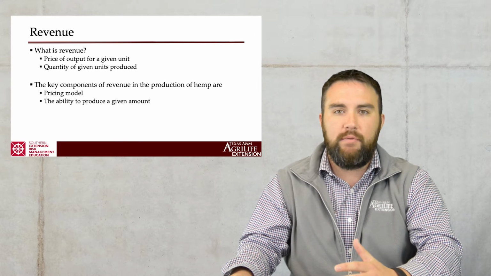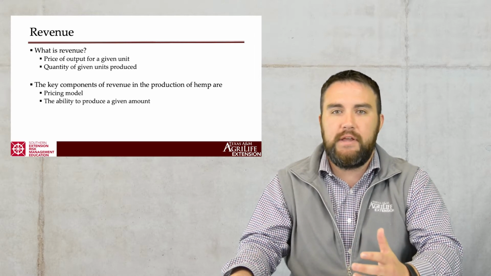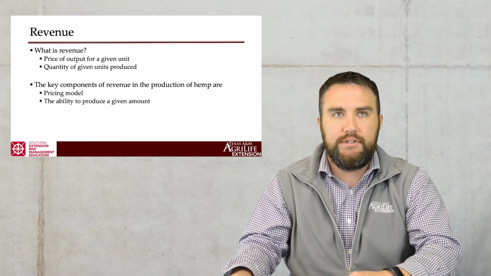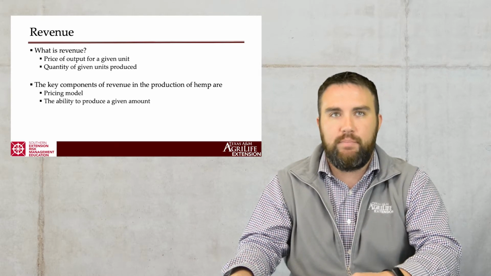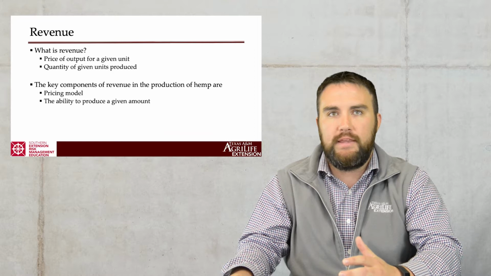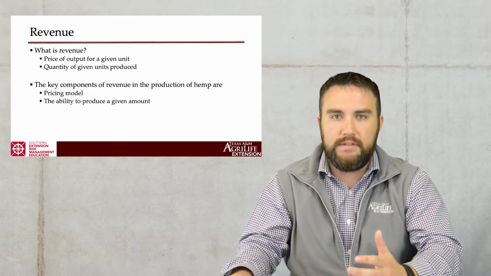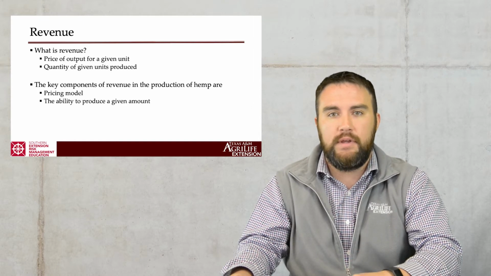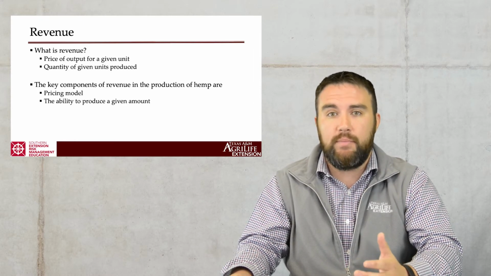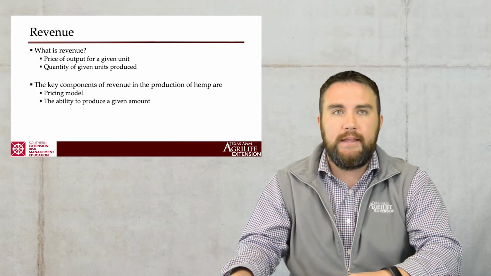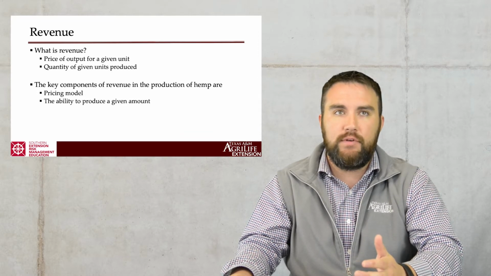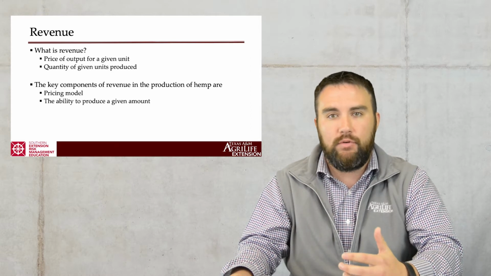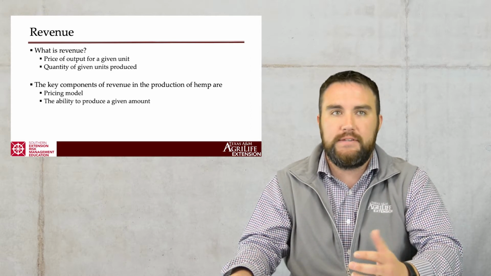So first we're going to talk about revenue. I think this concept is pretty self-explanatory for everyone, but the basics mean: how much money do we generate in general? So what is revenue? It's the price of an output for a given unit of some commodity. And obviously for our purposes, we're talking about hemp. There are different hemp products that include CBD production, grain production, and fiber production. And so what we want is a price for a given unit multiplied by the total units that we produce on an acre or a field. It just depends on what unit you're discussing.